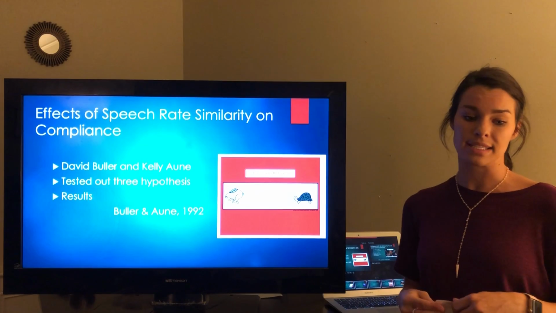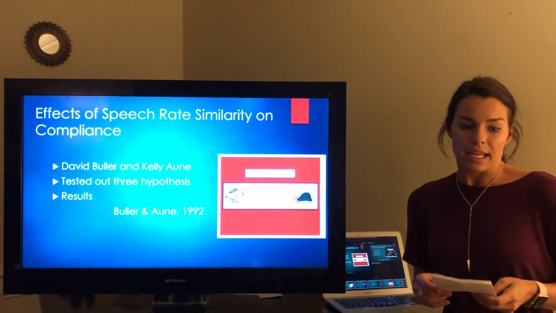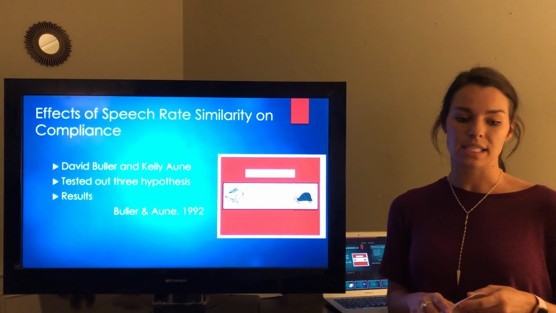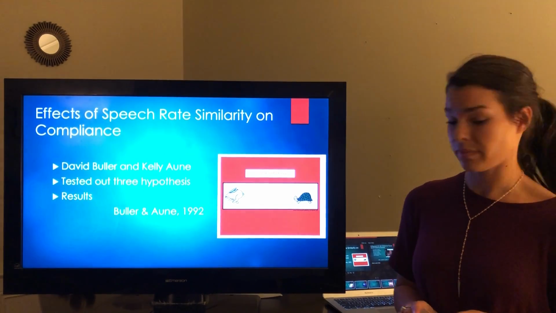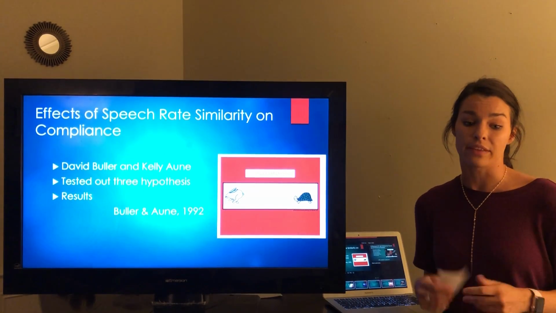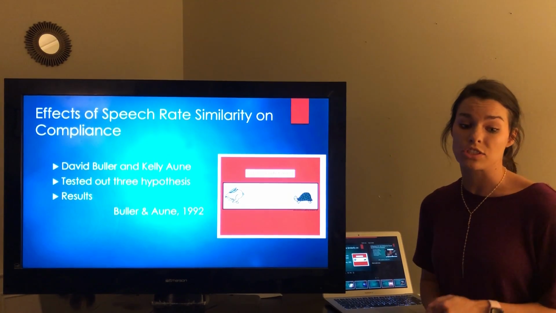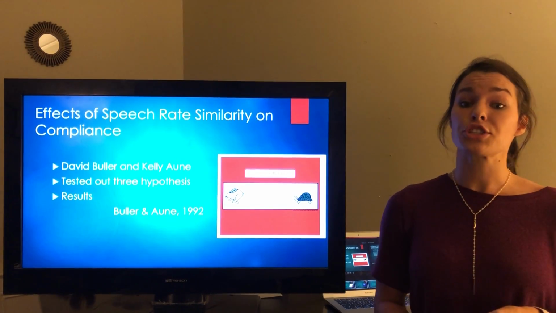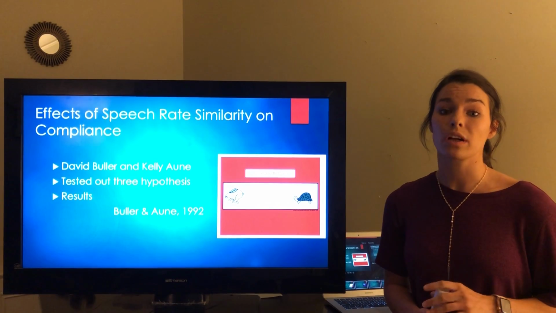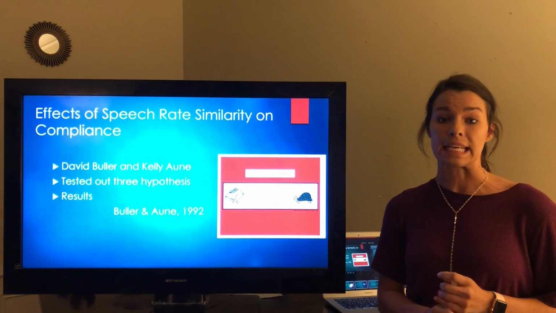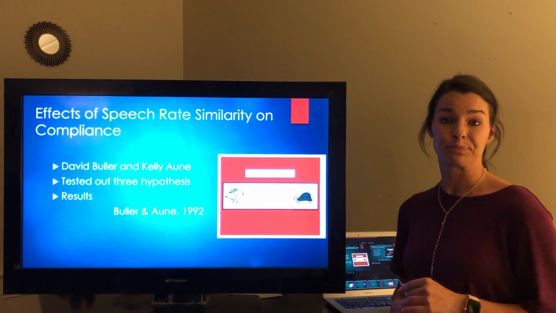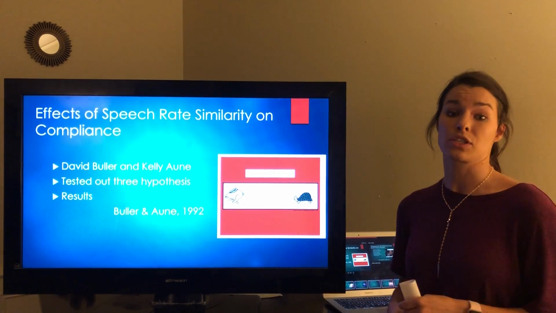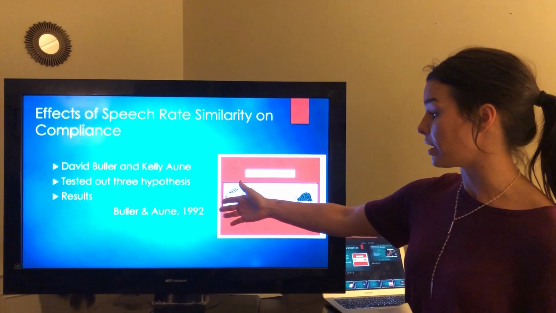The third hypothesis was that as interpretations of the intimacy and immediacy communicated by the speaker increase, compliance with a request for help increases. The results of this study found that the first hypothesis was inconclusive due to extremely low reliability of the audio. The second hypothesis is true, determining that there was a strong correlation between sociability and the character dimension of the credibility scale. For the third hypothesis, there was no actual similarity in speakers' rate to listeners' rate. And this was Buller and Aune, 1992.